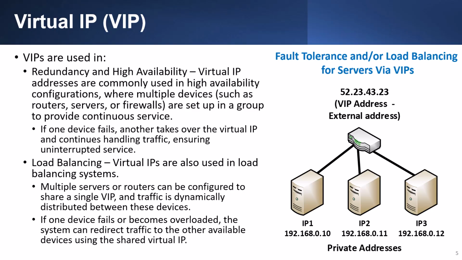VIPs are used in redundancy and high availability. Virtual IP addresses are commonly used in high availability configurations where multiple devices such as routers, servers, or firewalls are set up in a group to provide continuous service. If one device fails, another takes over the virtual IP and continues handling traffic, ensuring uninterrupted service. Virtual IPs are also used in load balancing systems. Multiple servers or routers can be configured to share a single VIP, and traffic is dynamically distributed between these devices. If one device fails or becomes overloaded, the system can redirect traffic to the other available devices using the shared virtual IP.